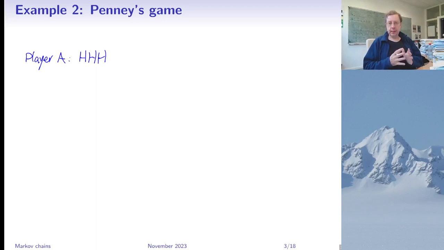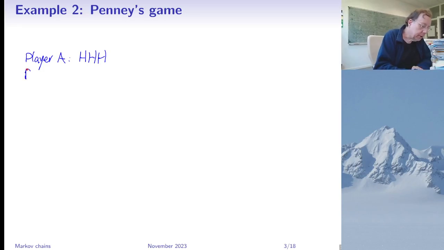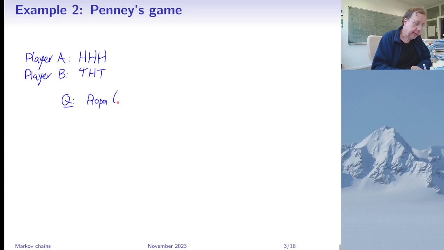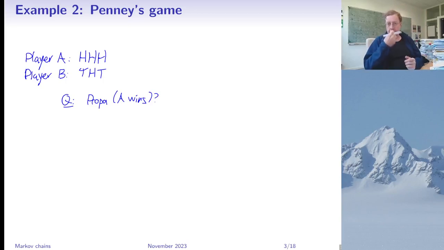So this means that player A will win if the coin lands 3 times in a row on heads. And player B will choose another sequence of the same length. So let's say it is tail, heads, tail. And the question is, again, what is the probability that A wins or B wins? And of course, you can ask the same question for different sequences. They could be different sequences of length 3 or longer sequences.